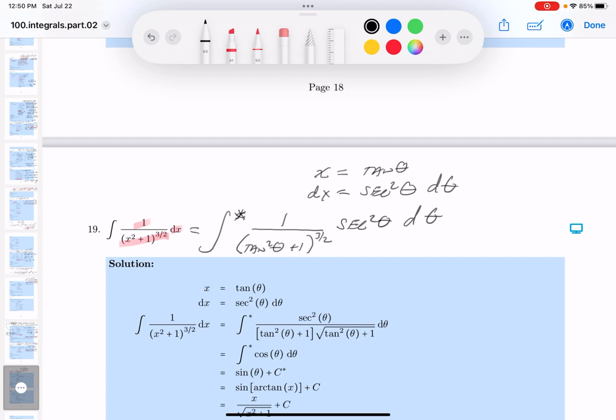And looking at it, let's see what I get there. All right, let's write it down. So it's going to be equal to secant squared theta d theta. Now the tangent squared theta plus 1 is actually just secant squared. And secant squared to the 3 halves power is going to be secant cubed.